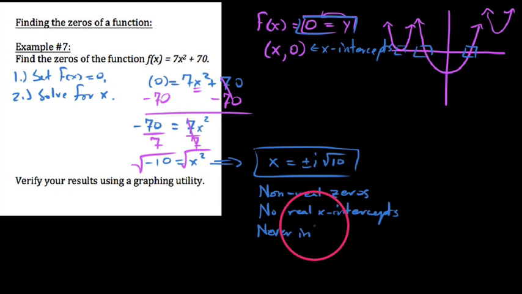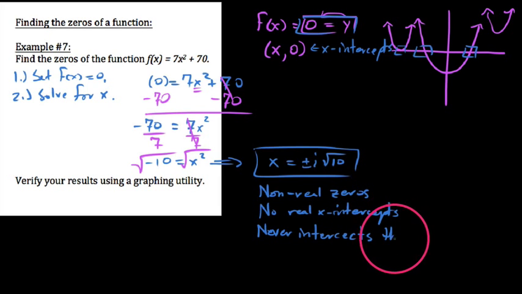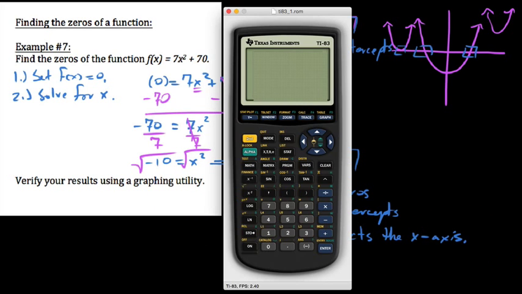It never intersects the x-axis. So the one thing I wanted to do in this video was verify this graphically using a graphing utility. So I've got my graphing calculator here, and I'm going to go up to my y equals menu. We're going to put this in. So we're going to say 7, x key is right here, and then I could use my power of 2 button, so 7x squared, plus 70. And I'll go ahead and click graph just to show you what's going to happen here.